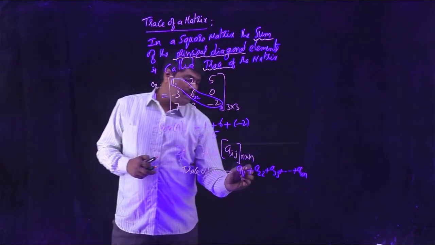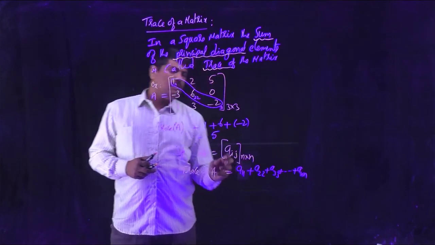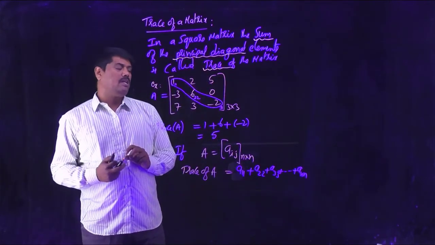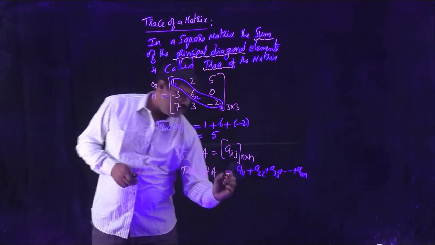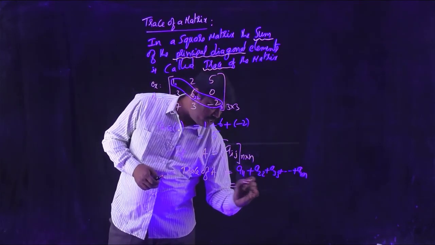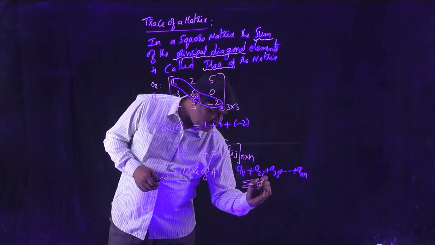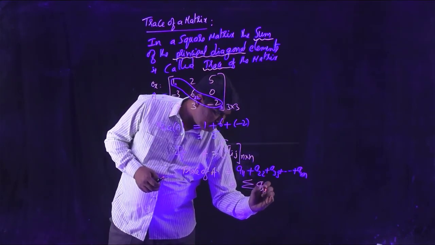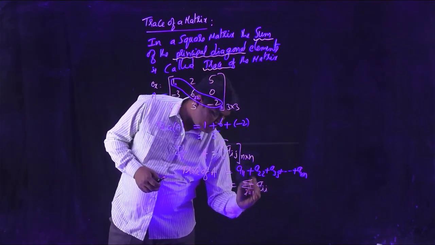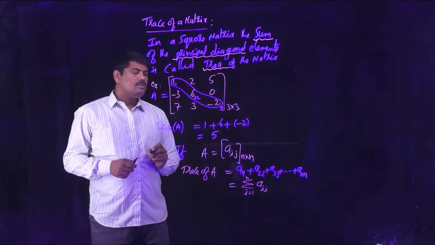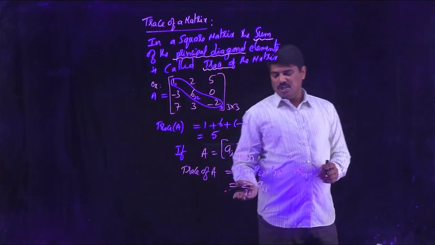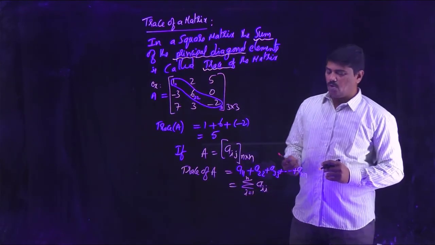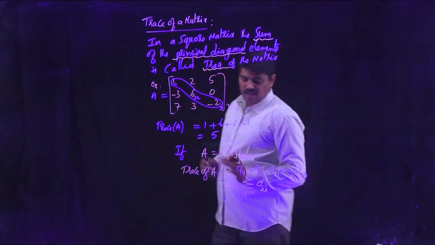Row number and column number are both equal. You have to add all those elements and their sum is said to be the trace of the matrix. You can indicate it with the sigma notation: summation of Aii, i is equal to 1 to n. So you can simply denote the trace with summation notation also.